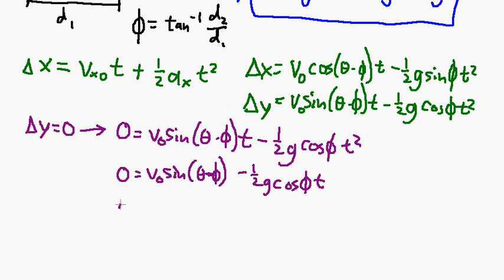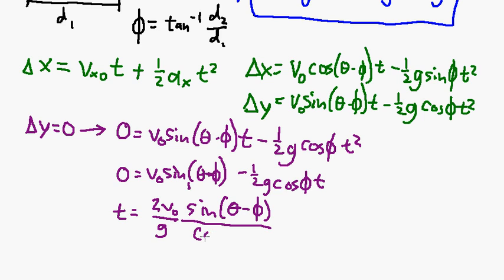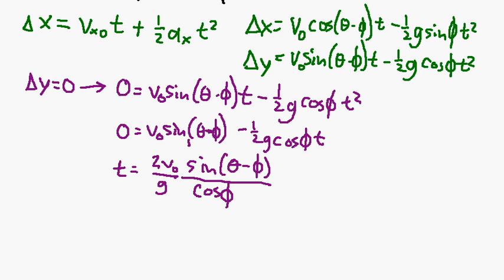Okay, so then t equals 2 v naught over g times sine theta minus phi over cosine phi. Okay, and then we plug that into our x equation and we're done. Well, I'll show you why in a minute.